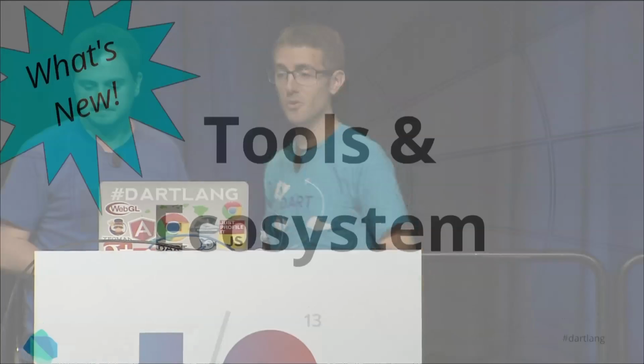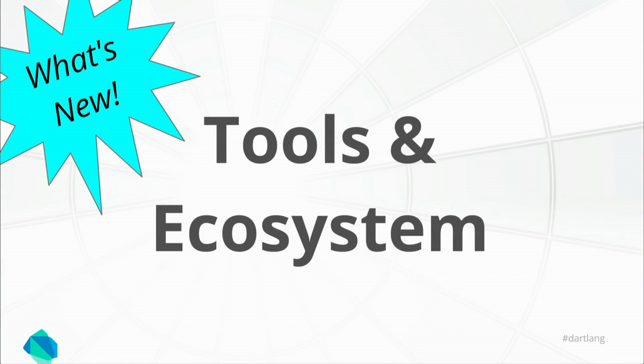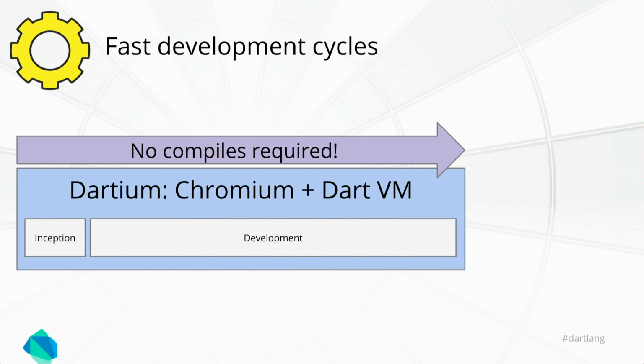OK, cool. Let's look at what's new across the tools and ecosystem here. One thing that's really important to point out, and we alluded to this earlier, is that the development cycle in Dart is very, very fast and quick and iterative. This is important for web developers who are used to simply making a change and hitting reload in their browser. They want to see that change immediately. They don't want to be slowed down by any sort of compile time process during the bulk of their development. So I'm happy to say that with Dartium, a special build of Chromium with the Dart virtual machine embedded inside, we can deliver those very fast, no compiles required, edit-reload cycles.